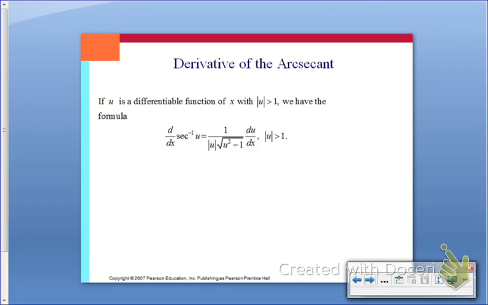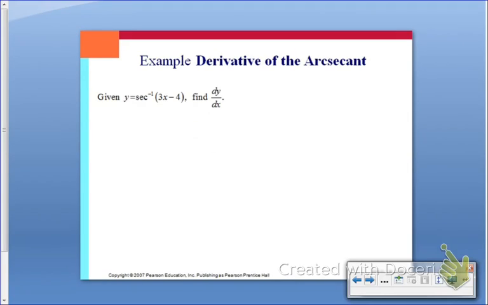Notice on this one it says the absolute value of u has to be greater than 1. Otherwise, you just simply say no derivative. So let's take a look at this one next. What is the derivative of the inverse secant of 3x minus 4?